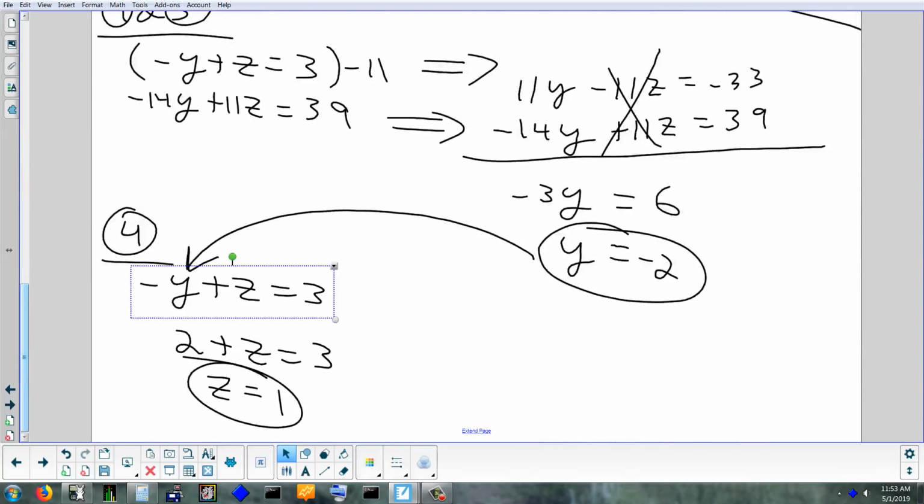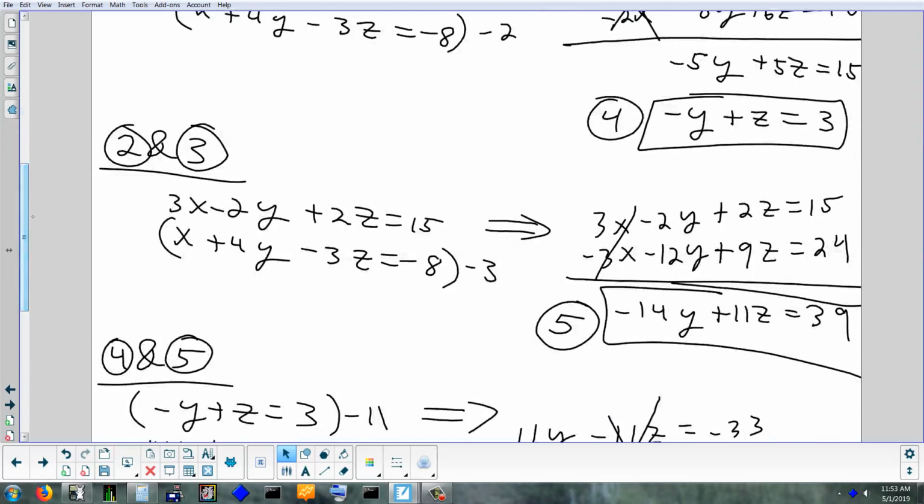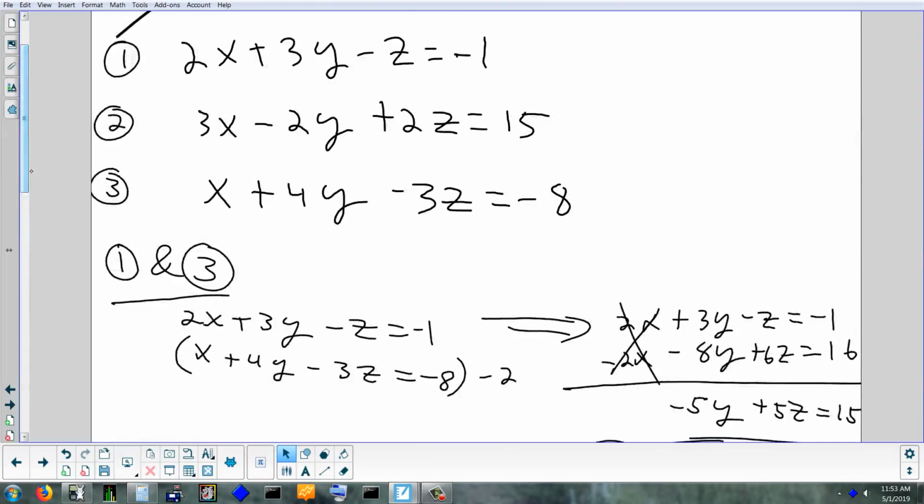Now we've got y, we've got z. What are we missing? X. For that, you can't go back to equation 5. There's no x in it. You can't go back to equation 4. We already used it. You've got to go back to one of the originals.